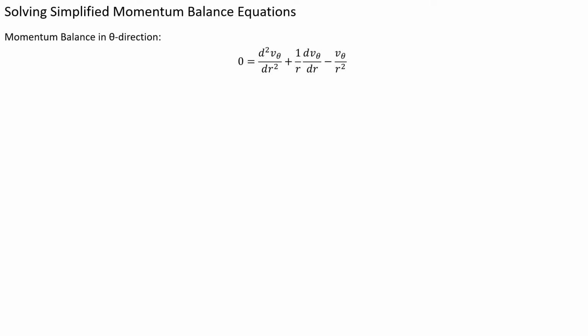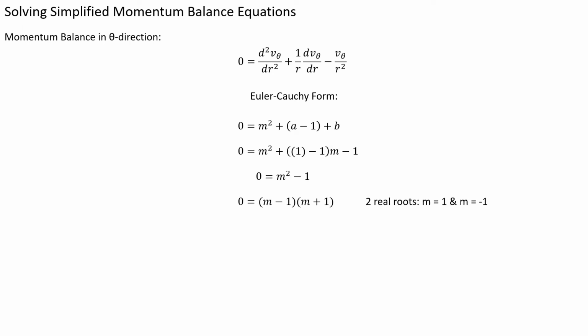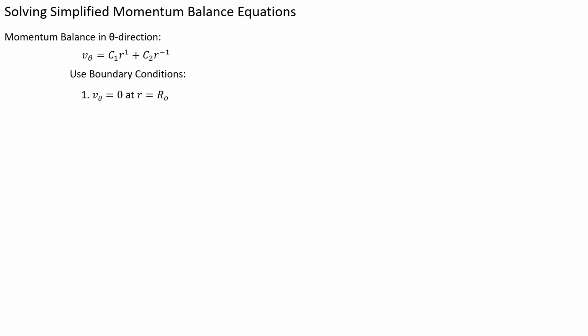We can already see that this is in Euler-Cauchy form, where a is 1 and b is -1. So we'll just plug those into the standard form, and we'll find that we have two real roots at m equals 1 and -1. And we'll just put in the solution form for it. So from there, we can start solving for C1 and C2. We can do that by plugging in the boundary conditions.